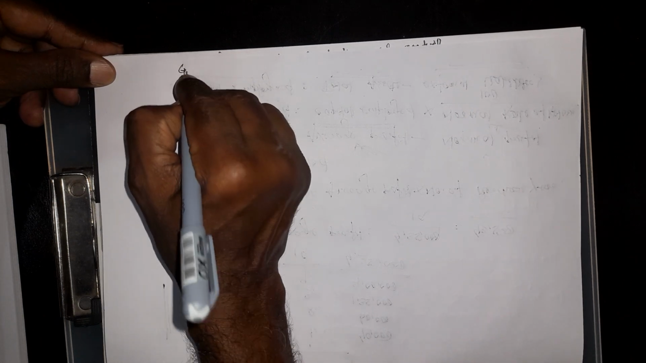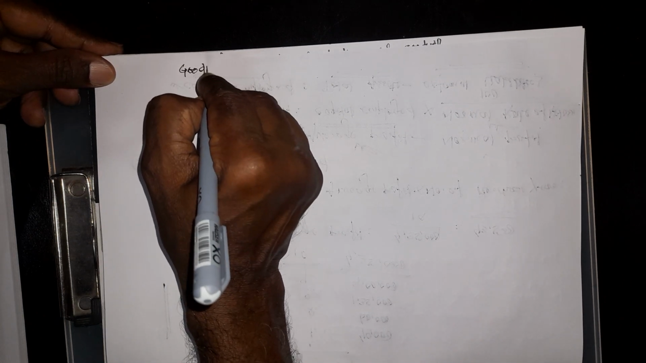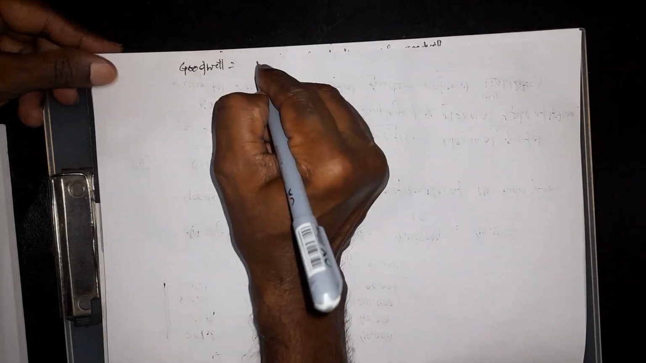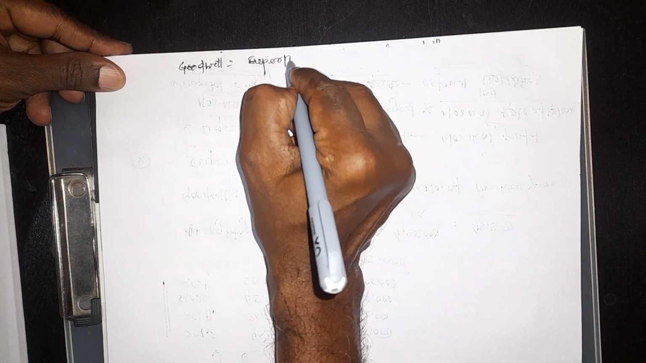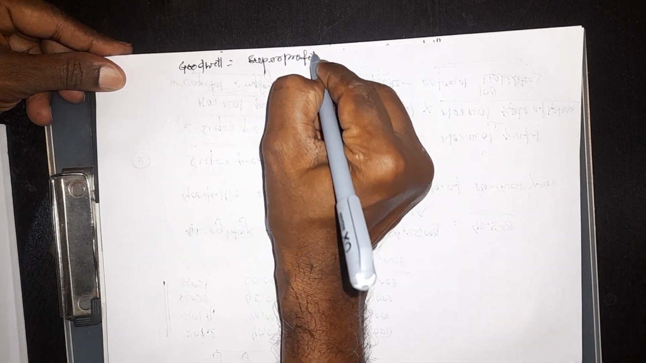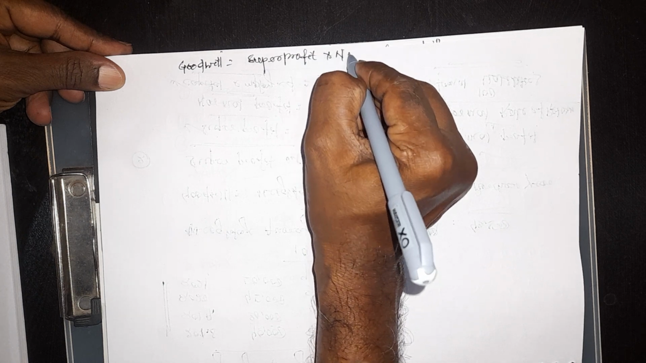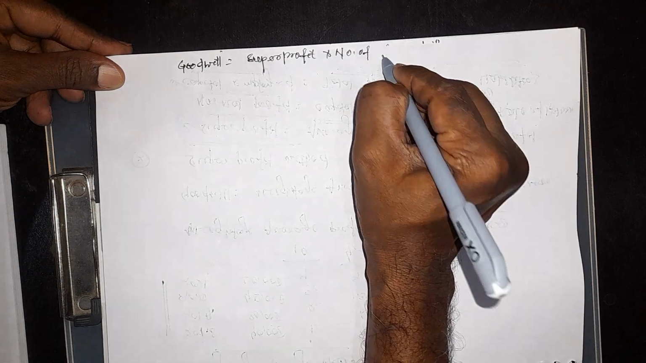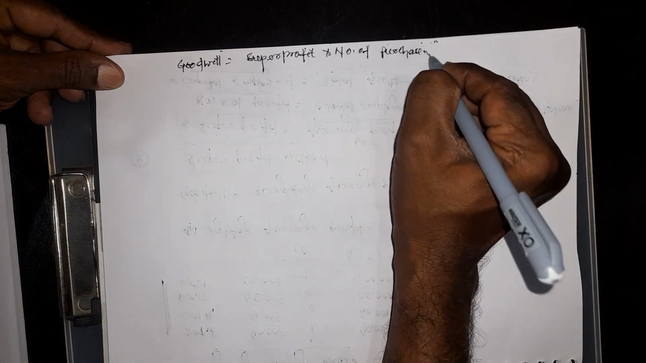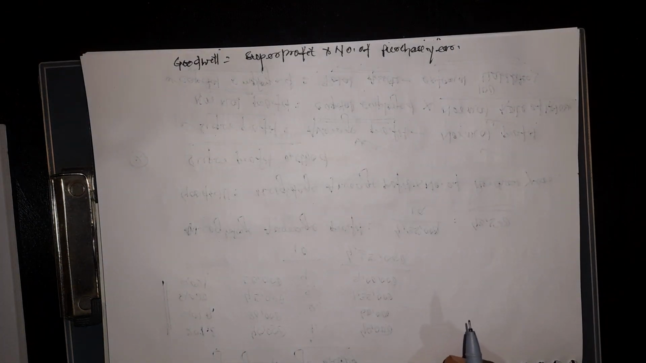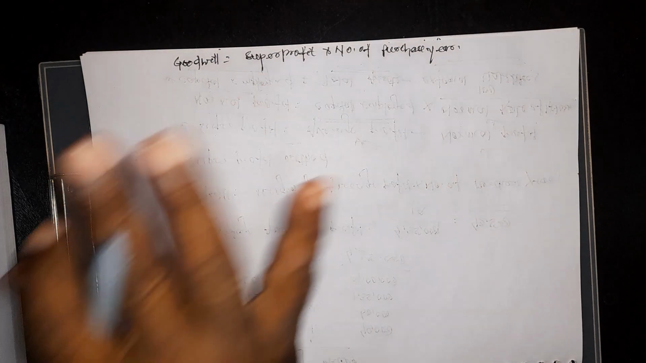So goodwill equals super profit into number of purchase years. Clear? Super profit into number of purchase years. Let me explain with a small example.